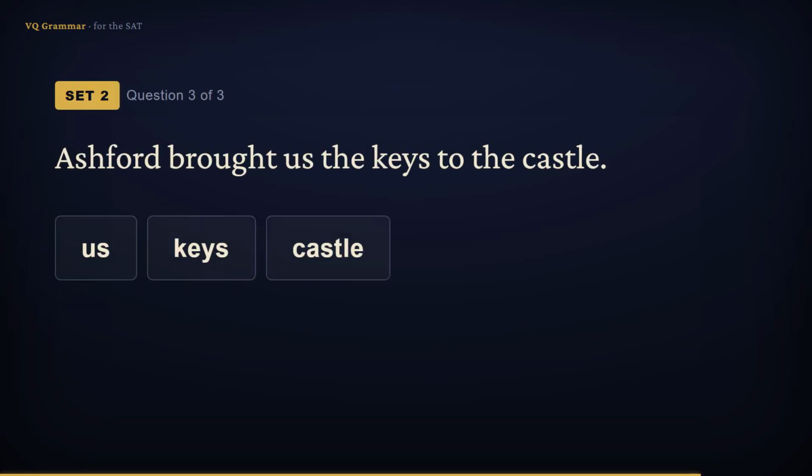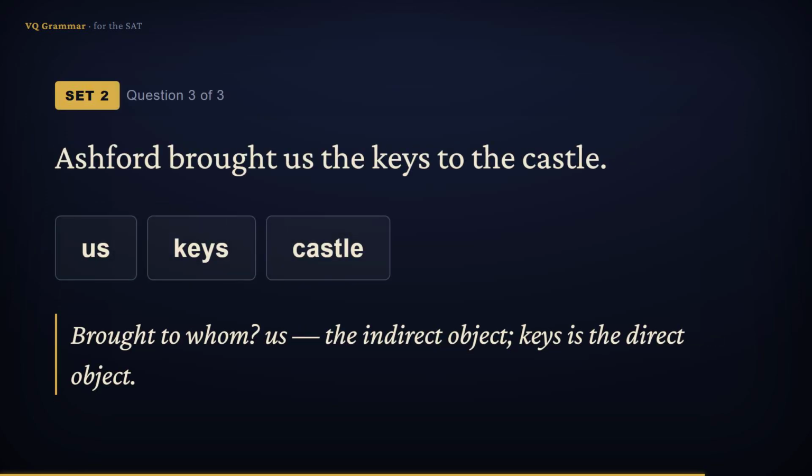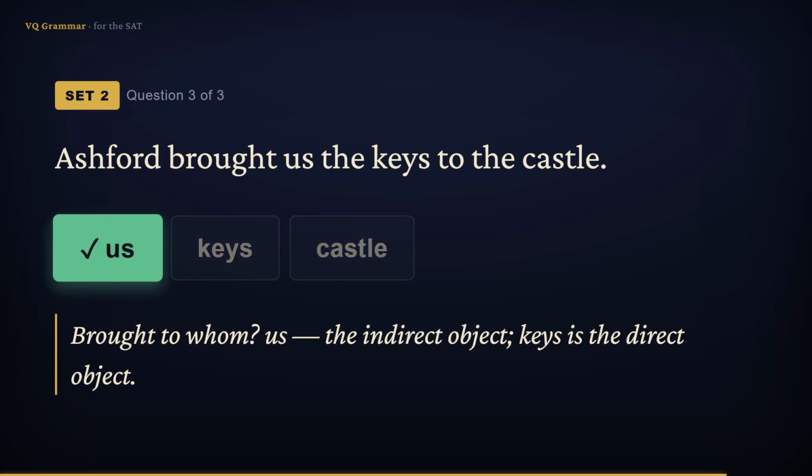Ashford brought us the keys to the castle. Brought what? The keys, the direct object. Brought to whom? Us, sitting right before keys. So the indirect object is us.